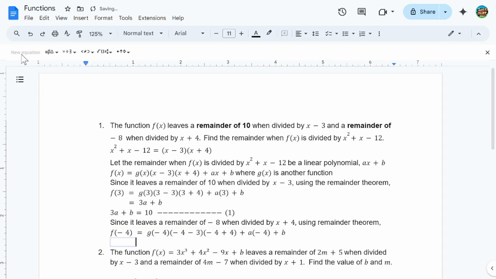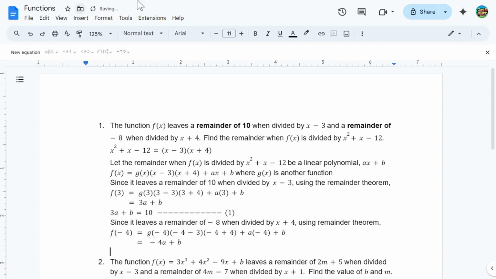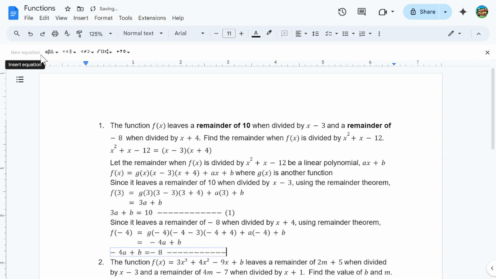So what's left gives you -4a plus b. If we look again, we can see that a remainder of -8 is left when it is divided by x plus 4. So -4a plus b equals -8. This is our second simultaneous equation.